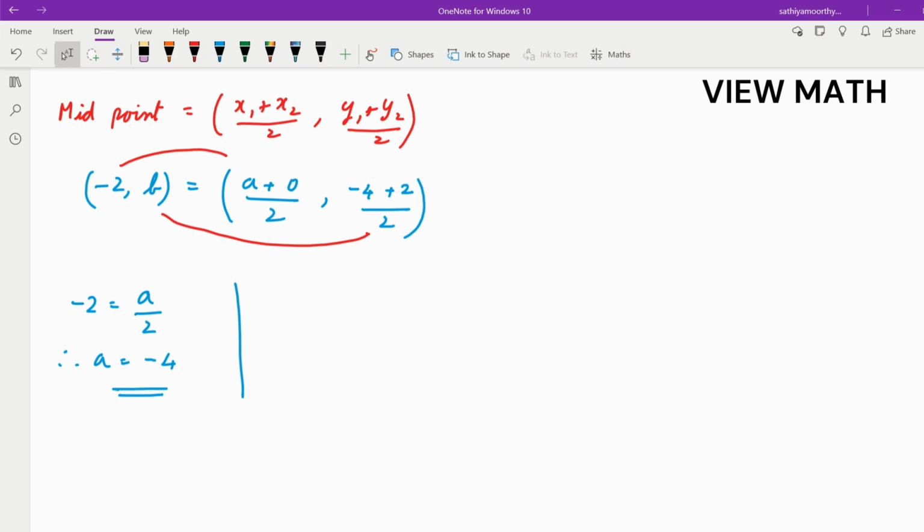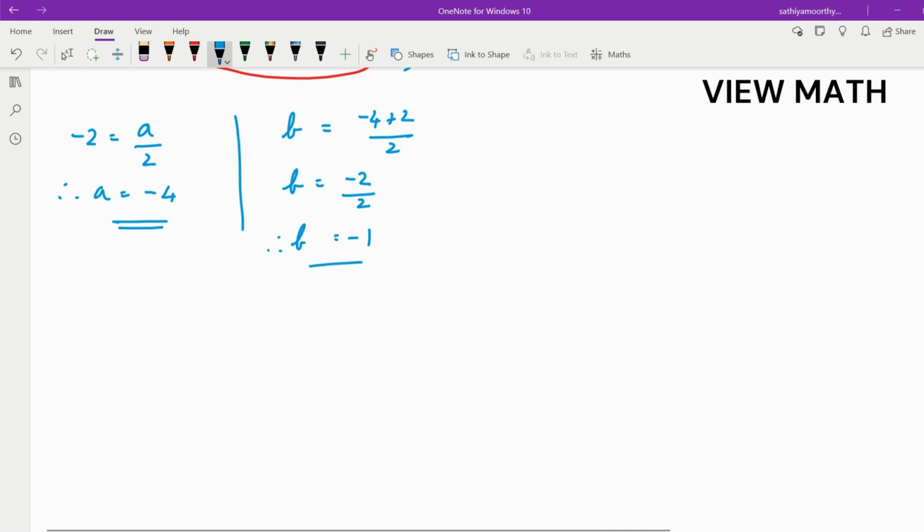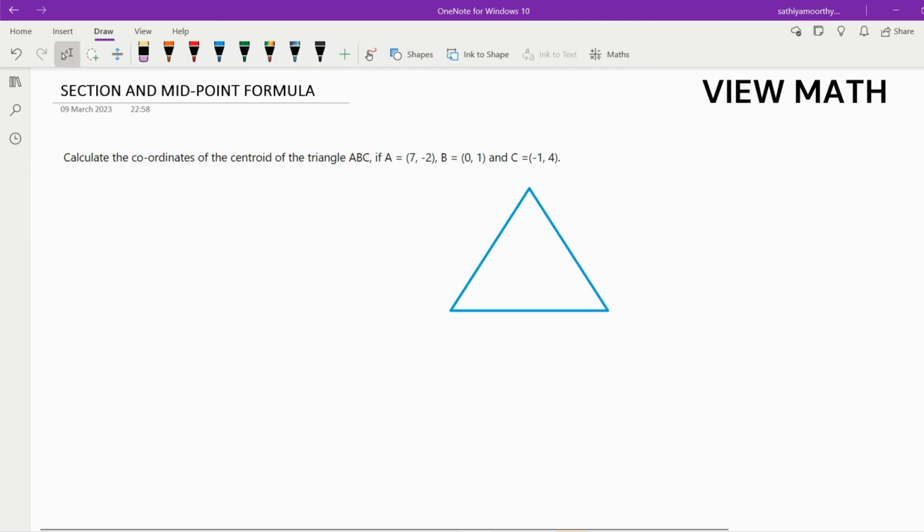Now let me equate the y coordinate. b is equal to minus 4 plus 2 by 2. b is equal to minus 4 plus 2, which is minus 2, by 2. The 2 gets cancelled. Therefore b is equal to minus 1. So we have found the a value and the b value. a is minus 4 and b is minus 1. Let's move on to the next problem.